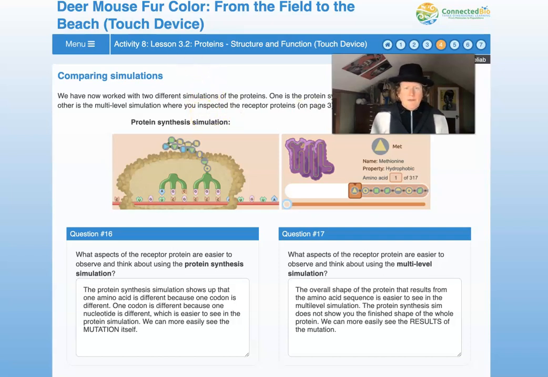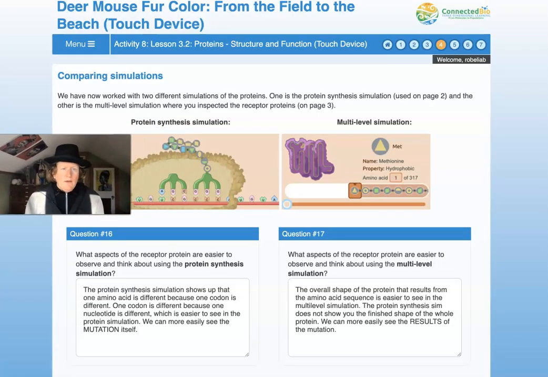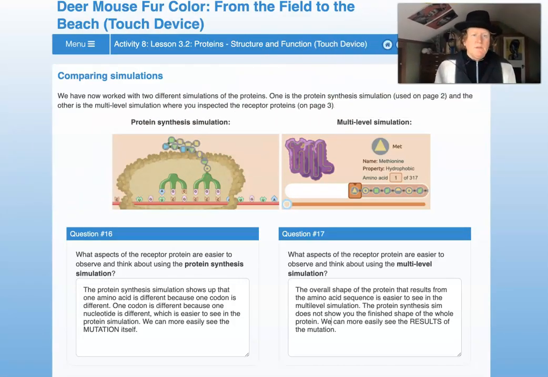Okay, we're back. This is part 2 of activity 8, lesson 3.2, protein structure and function, from the deer mouse fur color, from the field to the beach, touch device version. We're on page 4, and we're comparing the two simulations: the protein synthesis simulation we saw on page 2, and the multi-level simulation we just saw on the previous page.